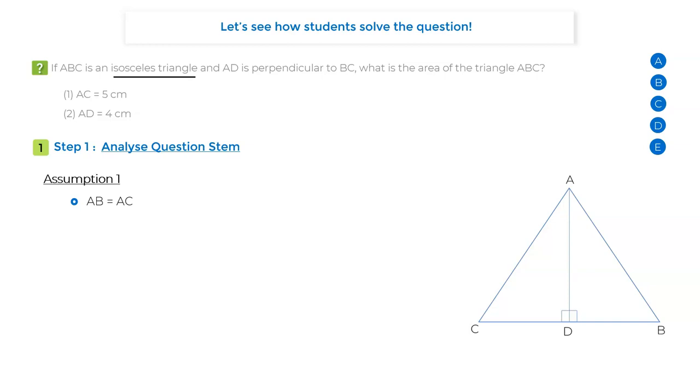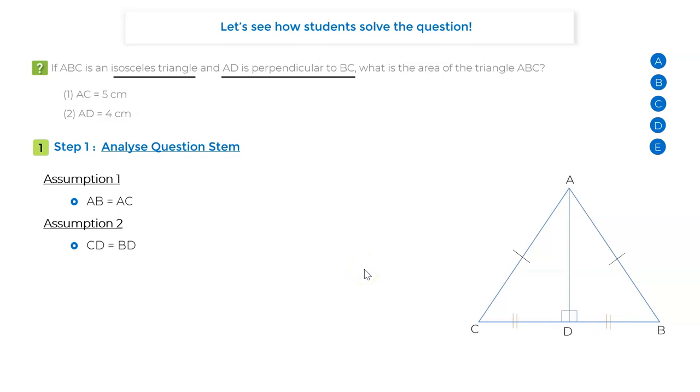And the assumption that he'll make is that AB is equal to AC. That is, these two lengths are equal. That's the first assumption that he'll end up making. After that, once he sees that AD is perpendicular to BC and he has made the first assumption, he'll end up making another assumption. He'll say that, hey, it's an isosceles triangle, these two sides are equal, I'm dropping a perpendicular from here, so obviously these two lengths must be equal.